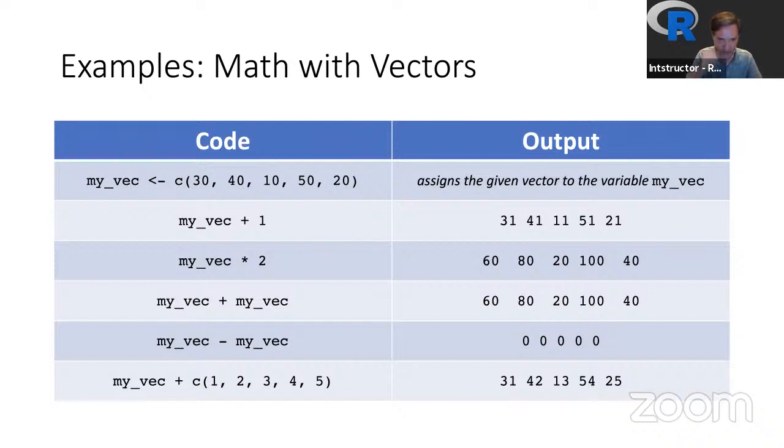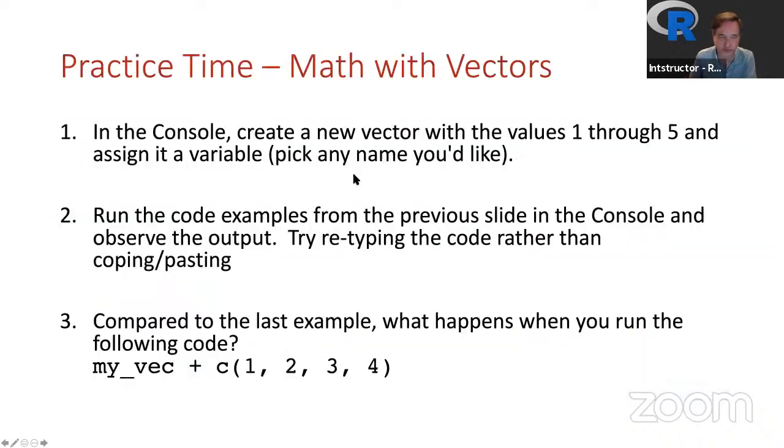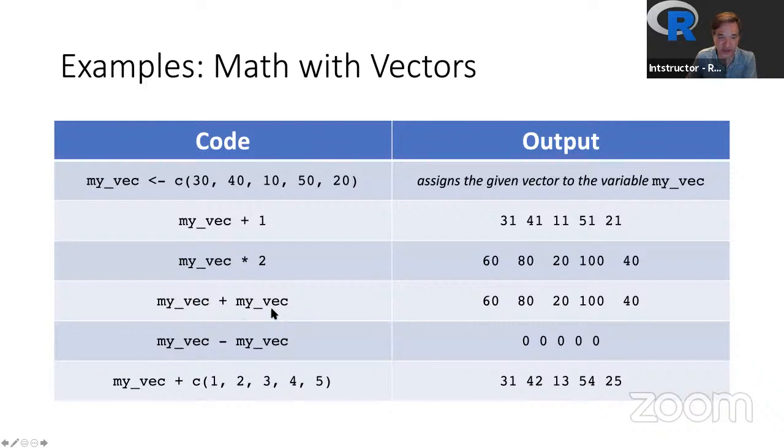You can also use multiplication there. And again, element by element is going to multiply each element by 2. You can add 2 vectors together. So let's add myvec to myvec. It's going to pairwise add up the 2 things together. So 30 plus 30, 40 plus 40, and so on. You can subtract vectors as well. And this is with 2 different variables, but you could also explicitly define a new vector here like this and do a similar kind of result. Again, this vector should be the same length as the other variable here.